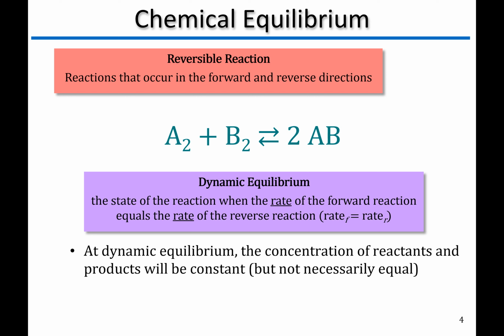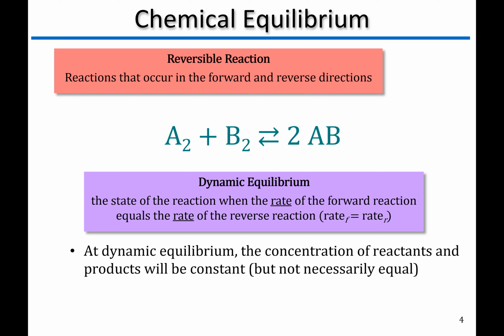So let's start out by just discussing the general concept of equilibrium. So what exactly is equilibrium? When we talk about chemical equilibrium, we're talking about reactions that are reversible. This means that we have a forward reaction and we also have a reverse reaction.